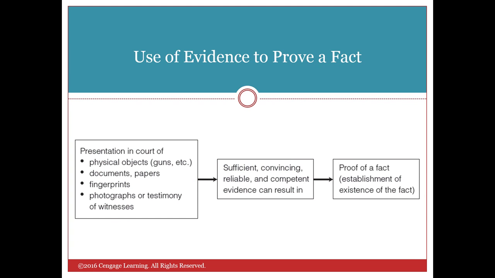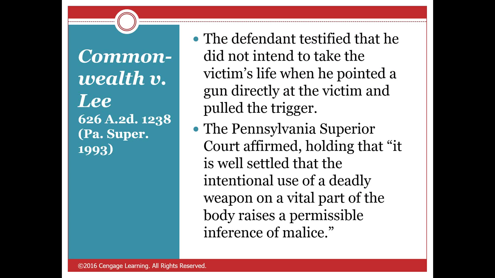So how do we use evidence to prove a fact? This particular slide does a pretty good job of describing that. The first box on the left says presentation in court of physical evidence, physical objects such as guns, knives, whatever, documents, papers, fingerprints, photographs, and/or testimony of witnesses will lead you into sufficient, convincing, reliable, and competent evidence. If all of those things are sufficient, convincing, reliable, and competent, that can result in the proof of the fact or the establishment of the existence of a fact, which could in turn lead the jury into the conviction.